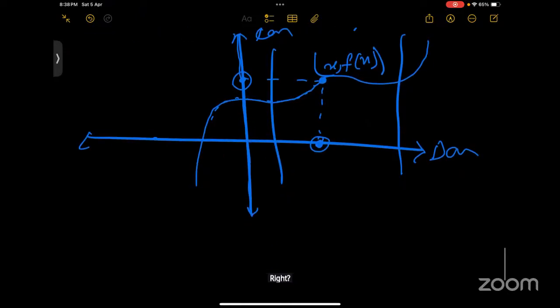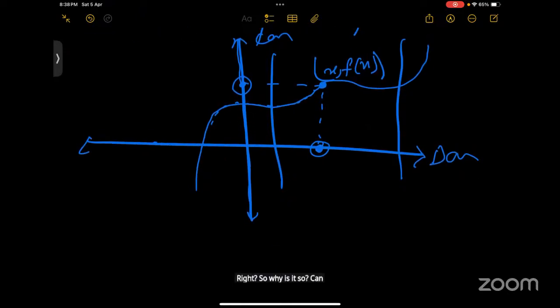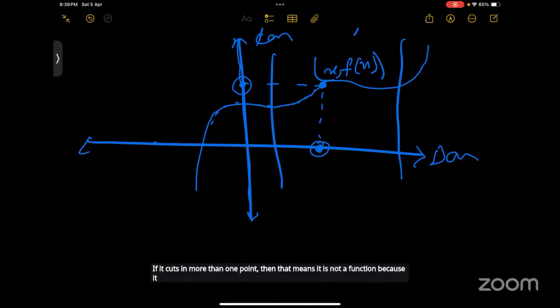So why is it so? Can anyone explain it? If it cuts in more than one point, then it is not a function because it has two outputs for a unique pre-image. Correct.